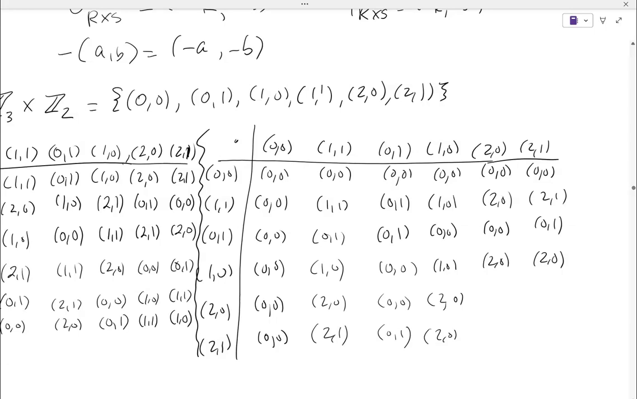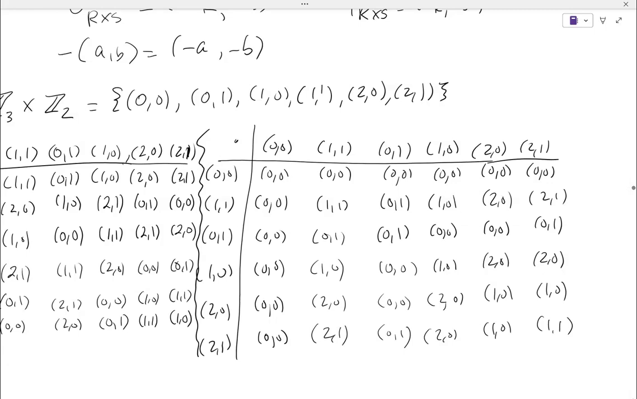All right, what if we do (2,0) now? How do we fill out the rest of the row? (1,0) and (1,0), good. Because 2 times 2 is 4, but 4 mod 3 is 1. And then finally, (2,1) times (2,1) gives me (1,1). Are we okay with filling those out? Okay.